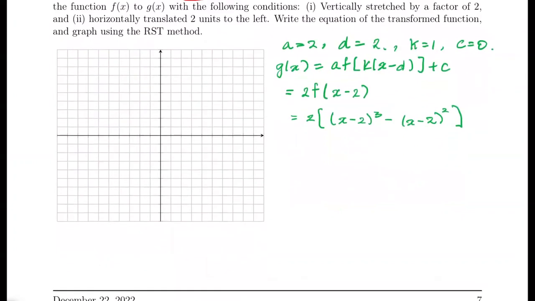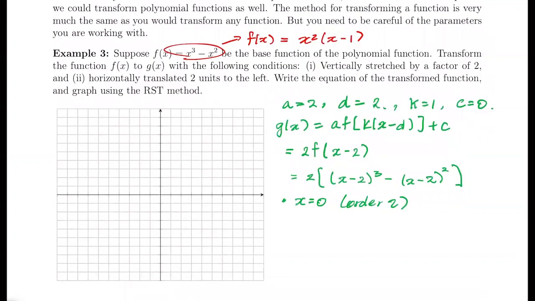So let's say, so we have x is equal to 0 of order 2. And we also have x is equal to 1, but that one's in order 1.